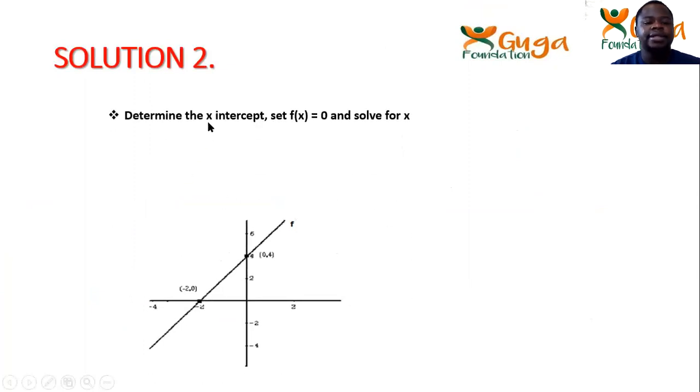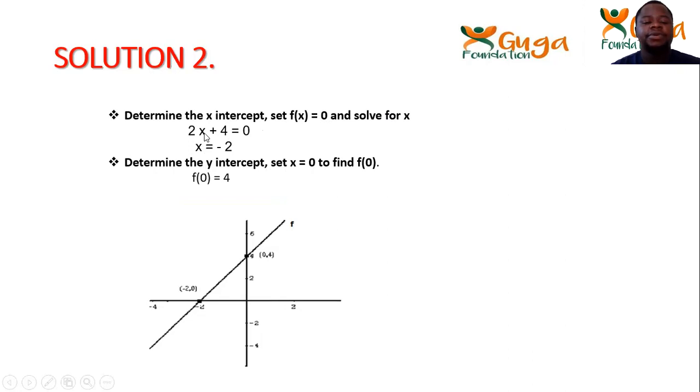You determine the x-intercept: you set f of x equals to 0, or y is equal to 0. Then you solve for x. You've got 2x plus 4 is equal to 0. Then you solve for x: you transfer this positive 4 to the other side, then your x will be equal to negative 2.